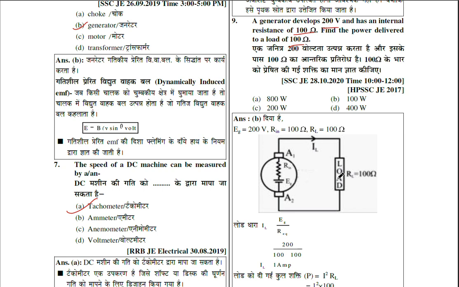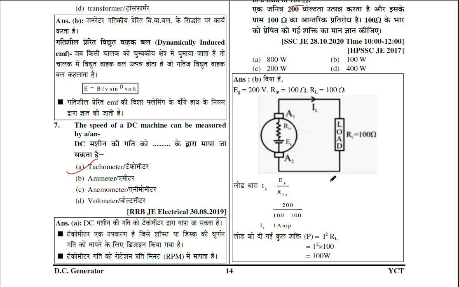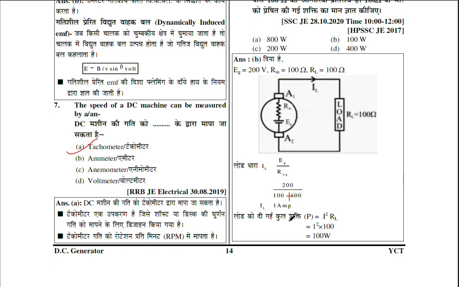By using Ohm's law, we calculate the load current IL equal to Eg by R equivalent. Here it is 200 volts divided by 100 plus 100, that is 200. 200 by 200 equals 1 ampere.